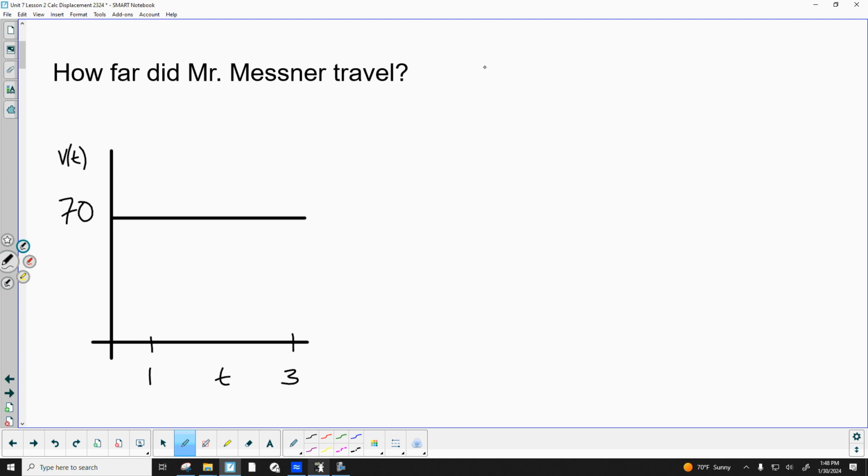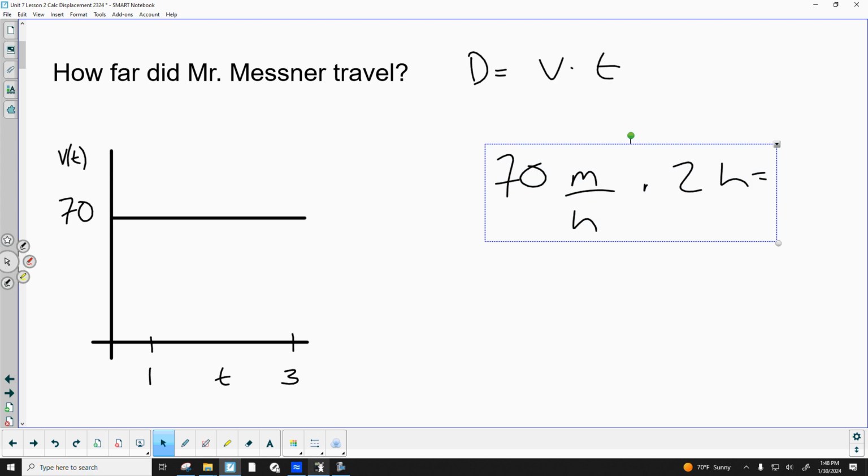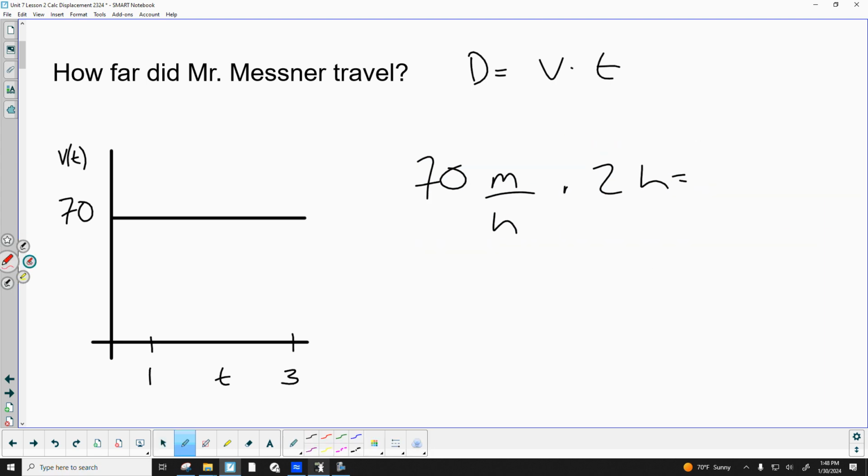That displacement is a velocity times a time. It makes sense. If I have 70 miles per hour over the course of 2 hours, what I get is miles. The hours cancel, and I get 140 miles.